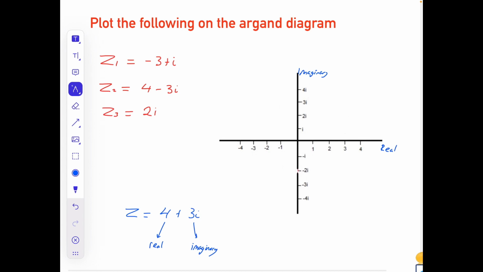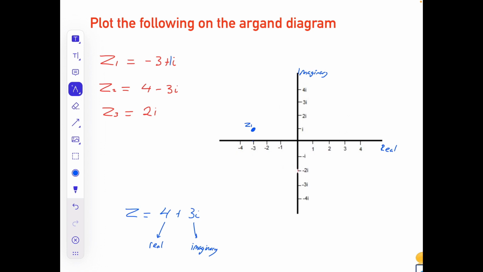For example, we have Z1 here. The only reason for the 1, 2 and 3 is just to call them different names. So Z1 is equal to minus 3 plus I. Like algebra, you can just pop a 1 in there, so minus 3 plus 1I. So we go minus 3 on the reals, and then up 1 will give us that point there, Z1.